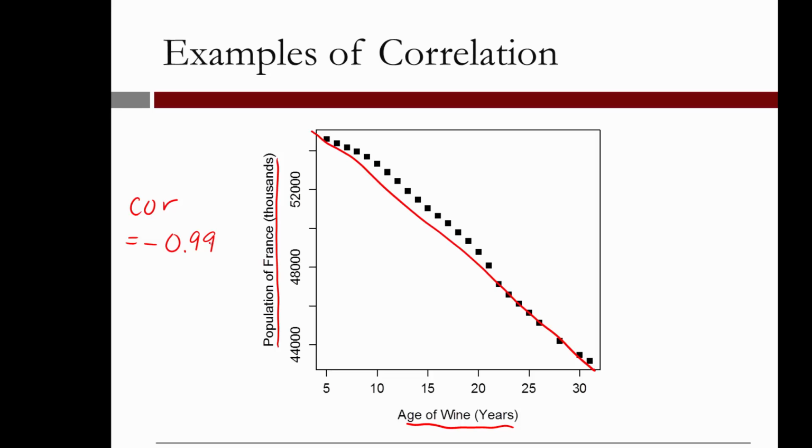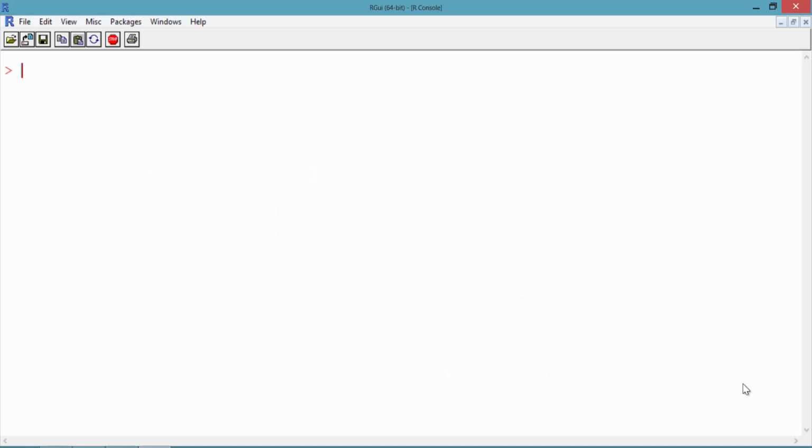Let's compute some correlations in R. We can compute the correlation between a pair of variables in R by using the cor function. Let's compute the correlation between winter rain and price. So we type cor, and then in parentheses we give the names of the two variables, winter rain and price. If we hit enter, this function tells us that the correlation between the two variables is 0.137.